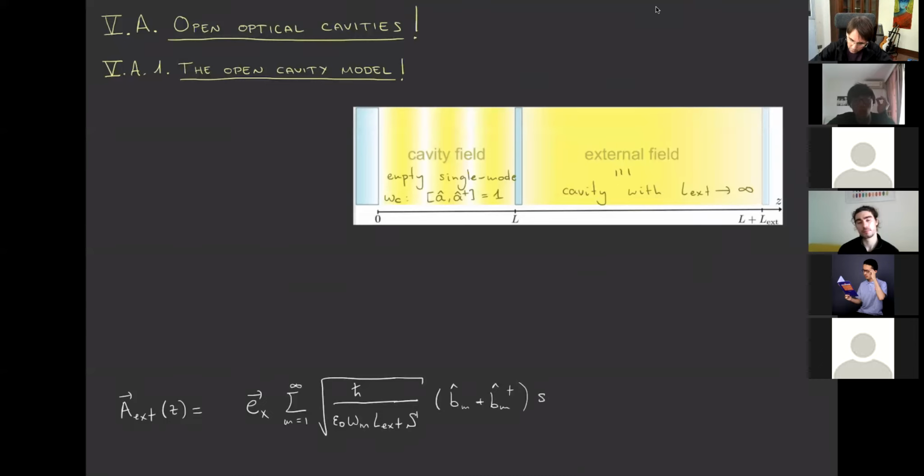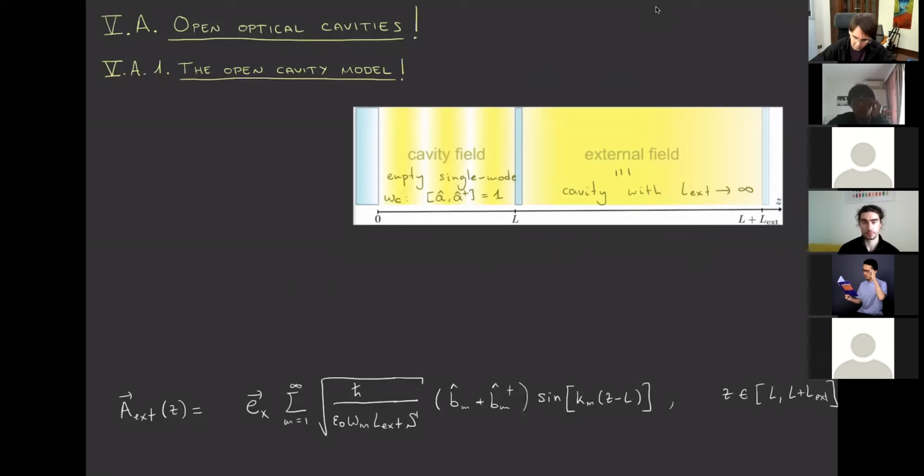Okay, and then we will have the spatial profile of the modes, which for this cavity is just a standing wave of the external cavity. And this means that we will have this external profile. And here z is in between L and L plus L external. So L external is the length of the cavity, okay?